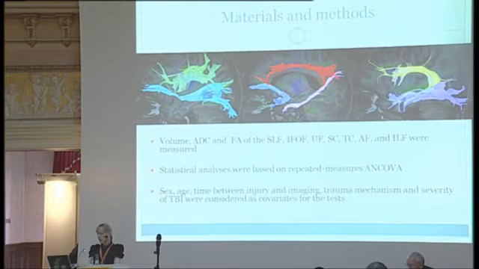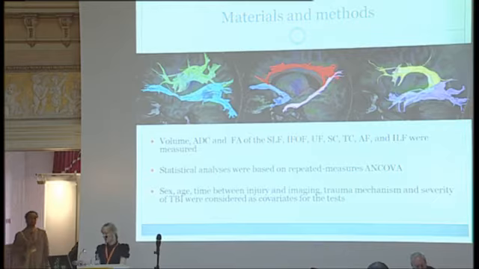Statistical analyses were based on repeated measures analysis of covariance. Sex, age, time between injury and imaging, trauma mechanism, and severity of traumatic brain injury were considered as covariates of the tests. And time between injury and imaging for all the patients was 3 or more months.